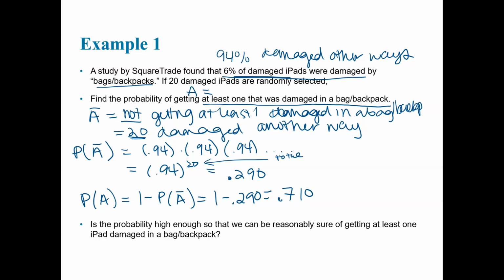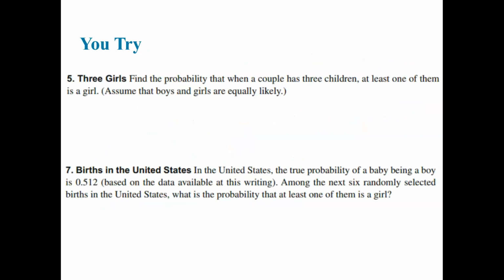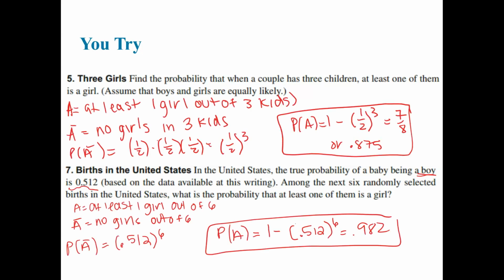So is the probability high enough so that we can be reasonably sure of getting at least one iPad damaged? 0.71, I mean, it's not certain, it's likely, but reasonably sure? That's kind of in that gray zone, but I wouldn't say that's super, super high. But maybe you would disagree with me. You can go ahead and give this one a try. And there's the solution.